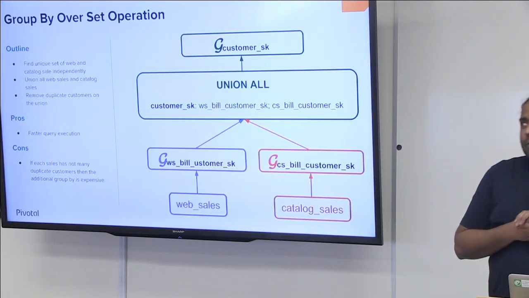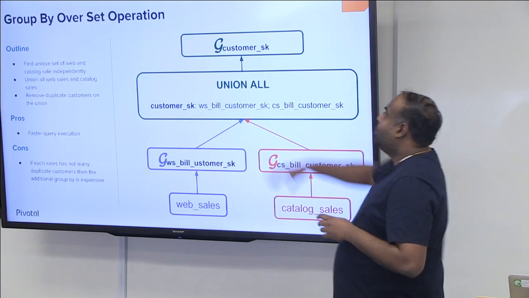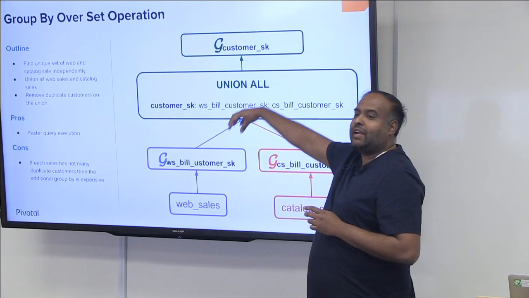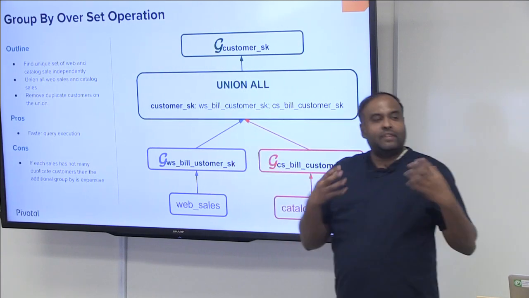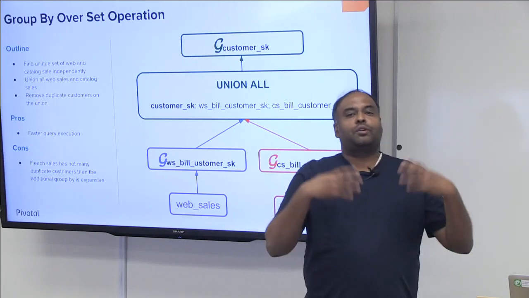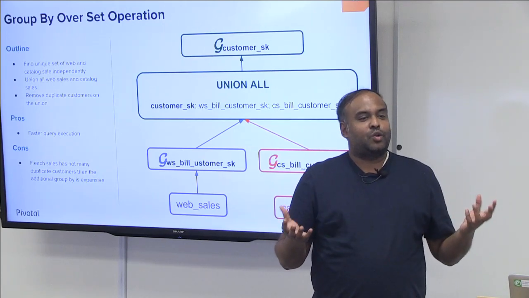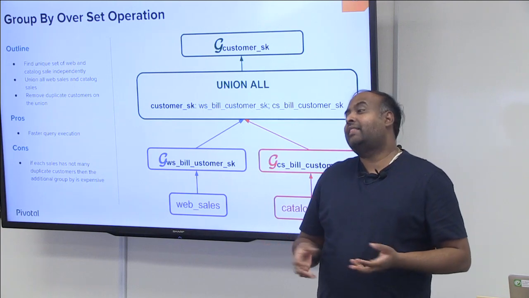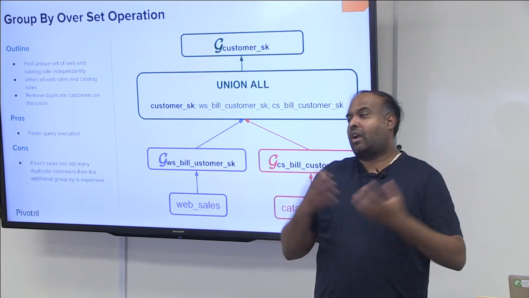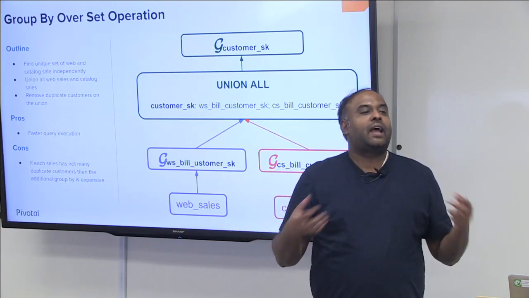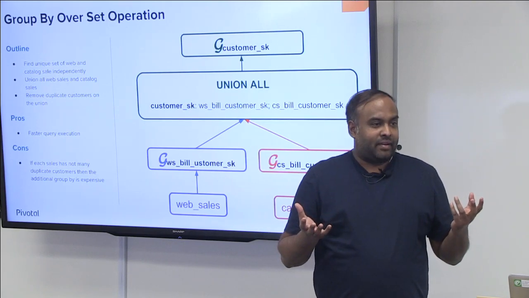So the better way to do it is to push this grouping aggregation all the way down and say, within each of those avenues, I'm going to prune away all of the duplicates, then union it, and there could still be some duplicates across these two sales opportunities, and then I do a group by again.